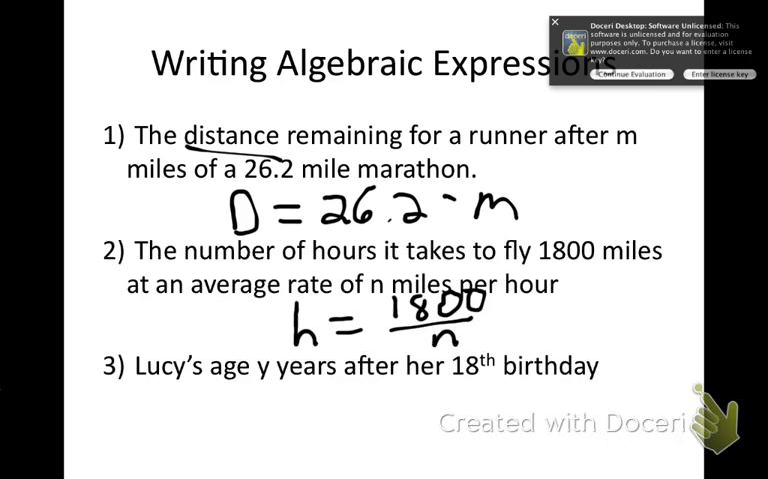Number 3, Lucy's age, y years after her 18th birthday. Well, we're trying to find her age, y years after. What are you thinking here, Colin? What operation symbol might we use? She's getting older than 18. Add, because it's y years after, so it'd be 18 plus y. Again, you're picking up on those keywords: after, we're adding; average rate, now we're kind of dividing. Yes, sir? Could you do y minus 18 too? Would that work? Find your current age. Think about it here. Let's say her y years after.